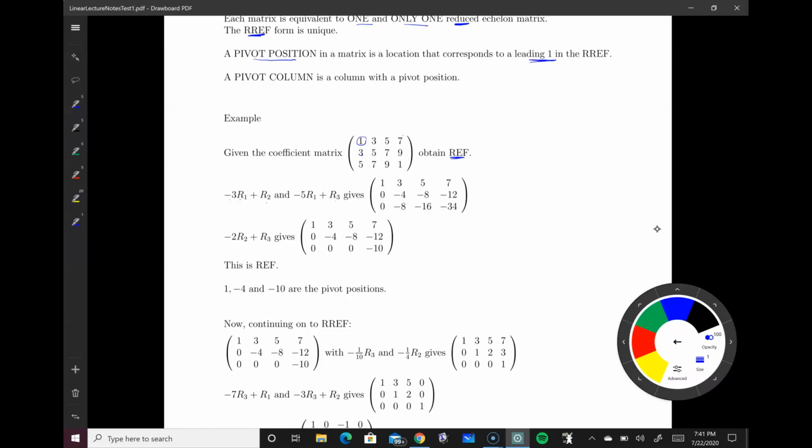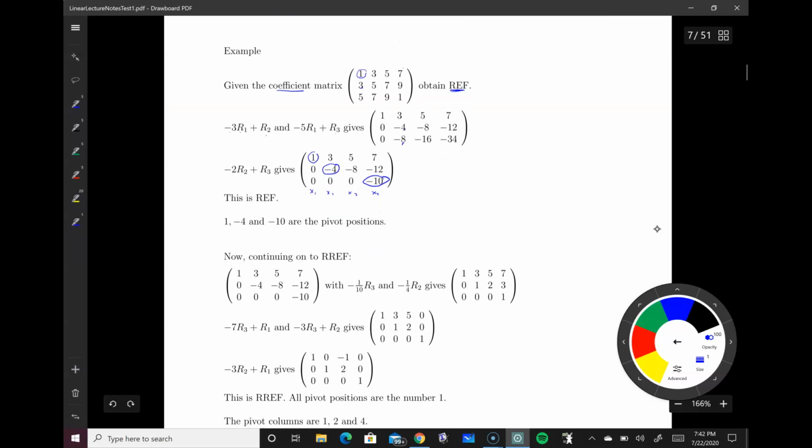I get to here, and I see that before I even go do anything, I can see that if I multiply this row 2 by -2 and add it to row 3, I'm going to get a 0 here. So let me do that. So I get a 0 and a 0 and a -10. So this is REF. Remember, this is a coefficient matrix. This does not mean inconsistent. These are just the numbers in front of x1, x2, x3, and x4. So there's 4 variables since there's 4 columns. And the pivot positions are 1 and -4 and -10. Those are the pivot positions.